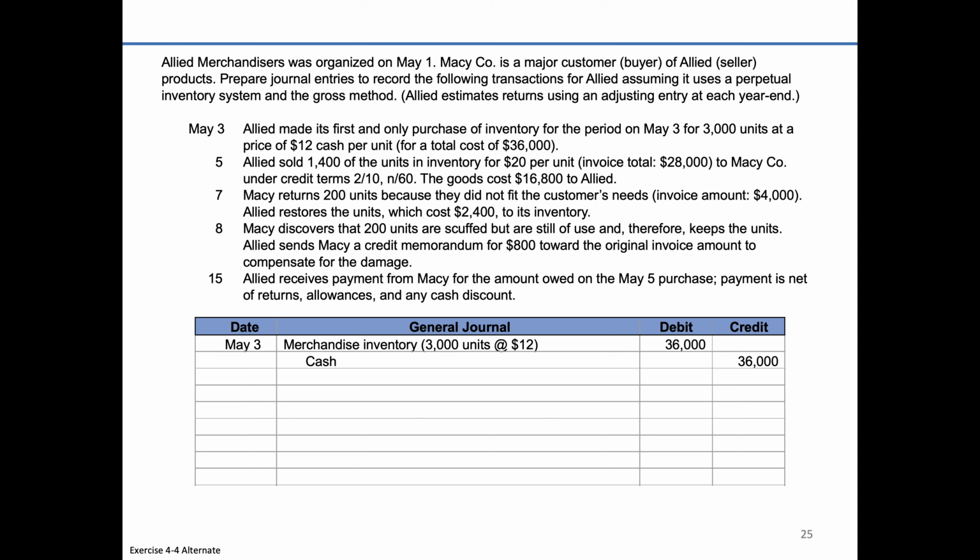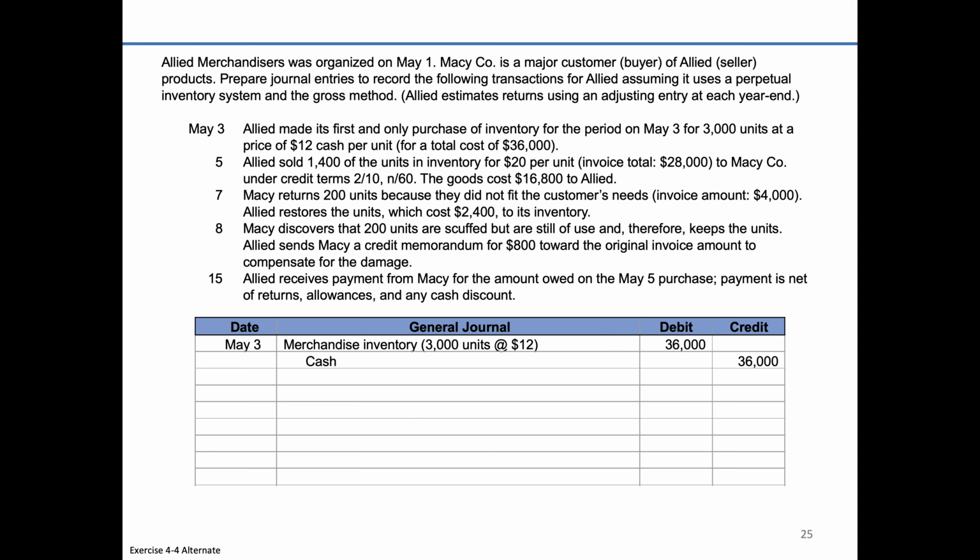Okay, let's take a look at the next one. It says Allied sold 1,400 units of the inventory for $20 per unit. They invoiced $28,000 to Macy Company under the terms of 2/10, net 60. So they pay within 10 days, they give a 2% discount. Otherwise, the net balance is due in 60 days. It says the cost of the goods was $16,800 to Allied.